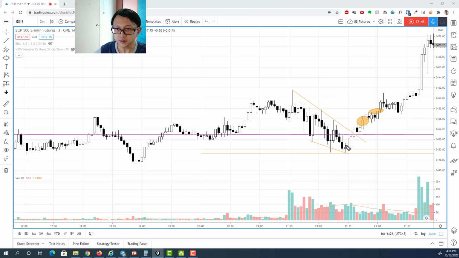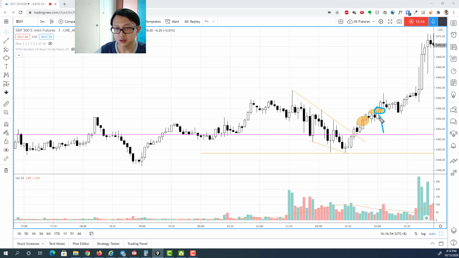So now we have one nice rally, which is better than anything that we have seen within this descending wedge. And now we have this kind of reaction or pullback, which is stronger or better than anything we have seen from this wedge here. So definitely this is the right place to go long.